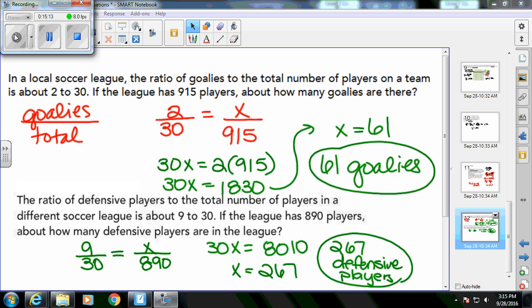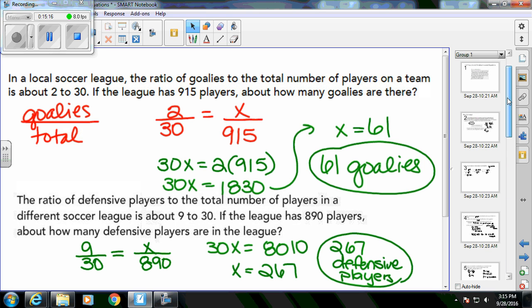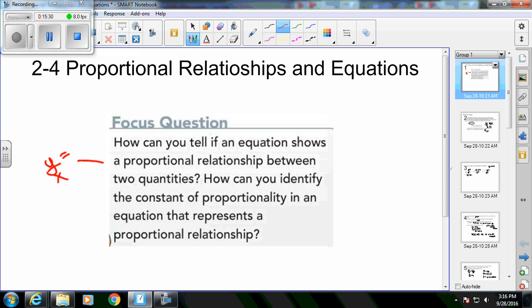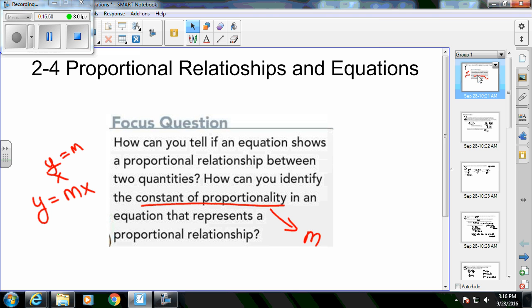So now, let's move up to a focus question. How can you tell if an equation shows a proportional relationship between two quantities? It's written in the form y over x equals a constant, or, excuse me, not a c, an m. Or y equals mx, okay? And the constant of proportionality in an equation is the m, as long as it's in the form y equals mx.